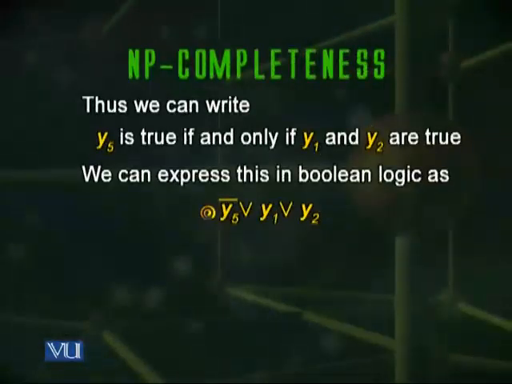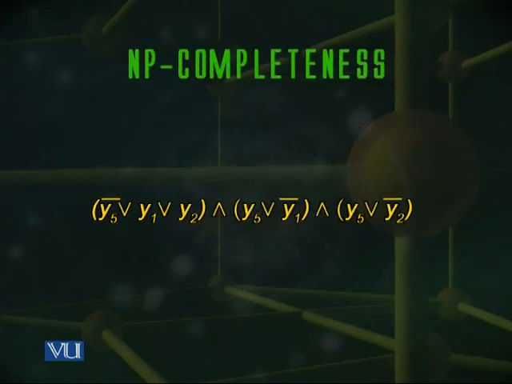Suppose I write down the formula which is given on your screen as (y5 bar or y1 or y2), that's my first clause, and (y5 or y1 bar) and (y5 or y2 bar). Let's think about this clause a little bit. Let's see how these three clauses which are ANDed together, and let's see how we can make this formula true.